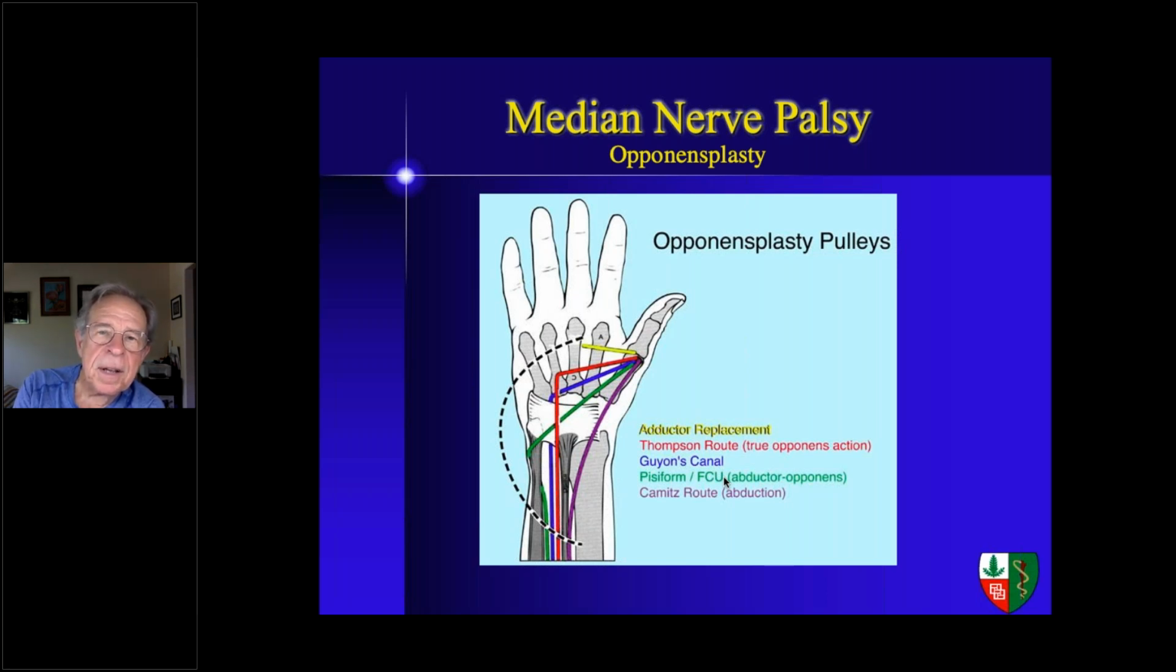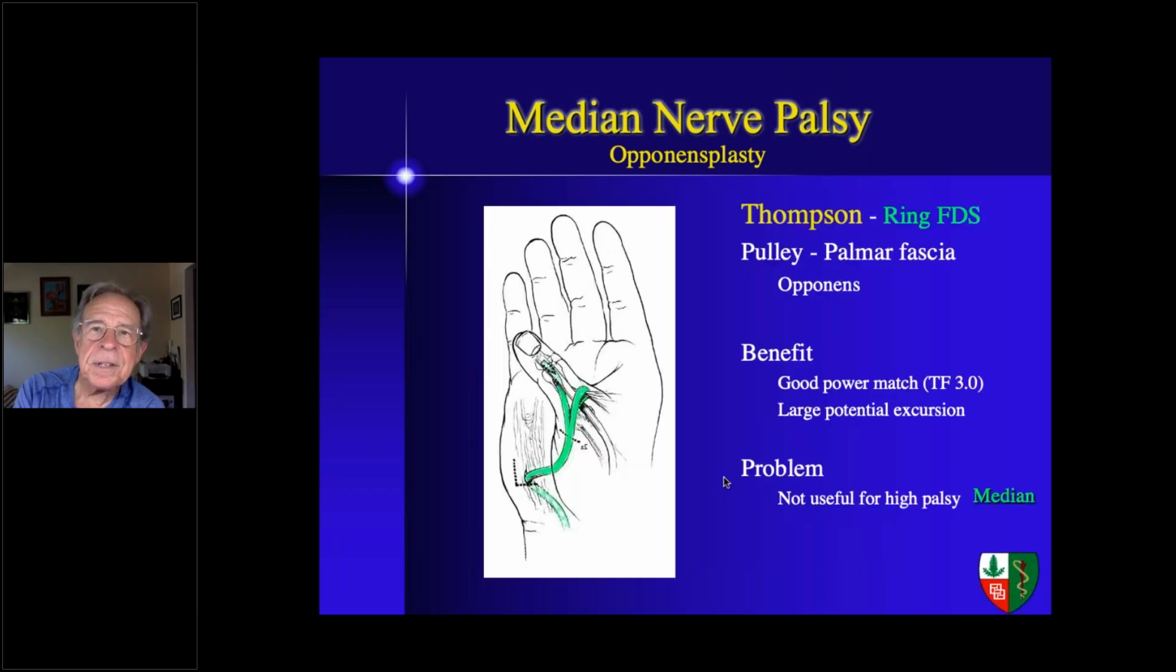Some prefer using Guillaume's canal. Others route the transfer across the palm, as you see here. So we have lots of potential opportunities. The Royal Thompson transfer uses the ring FDS. The pulley is the palmar fascia, and the attachment is into the opponent's muscle. It's a good power match, good potential excursion. It's not available for high palsies, but many people prefer this transfer.